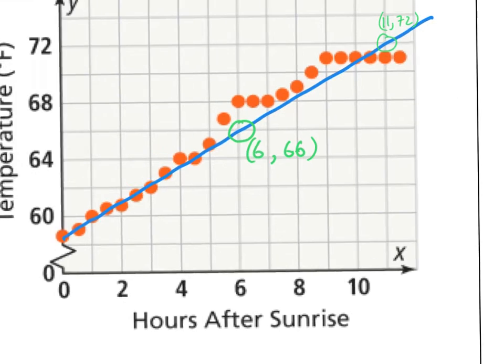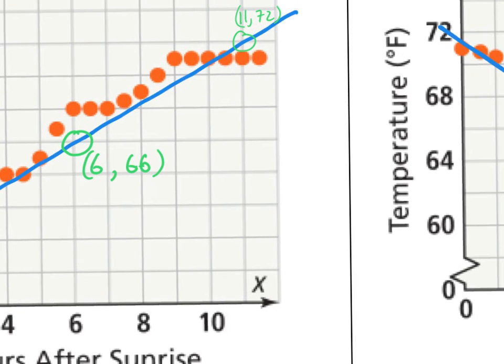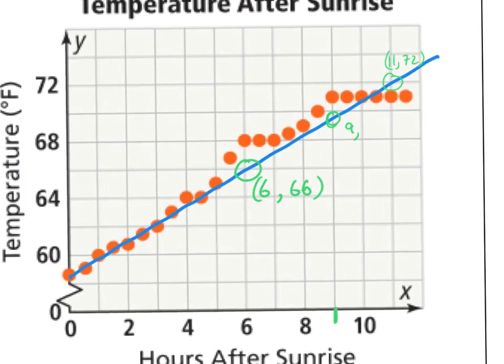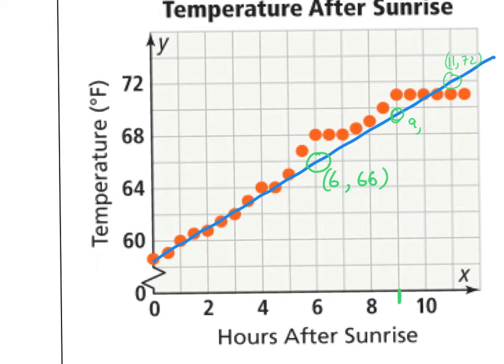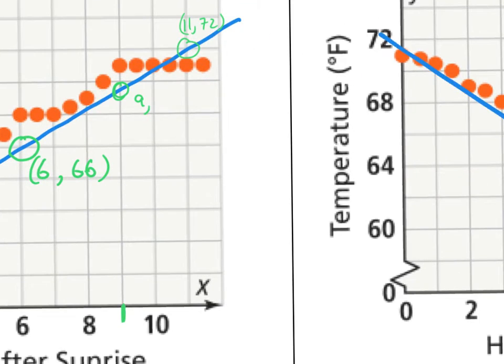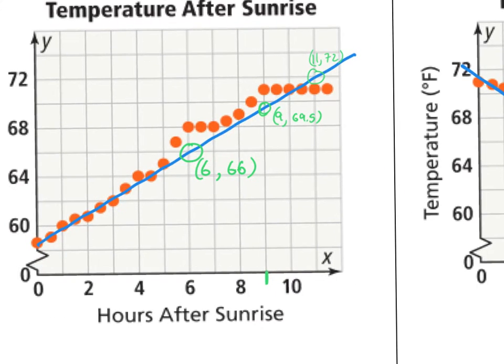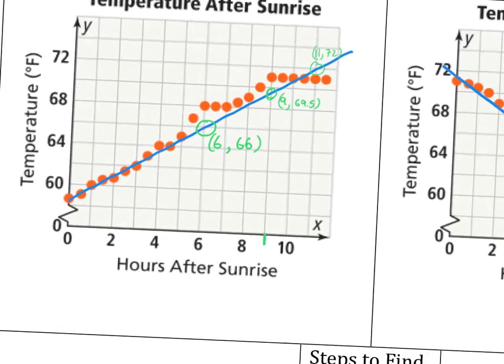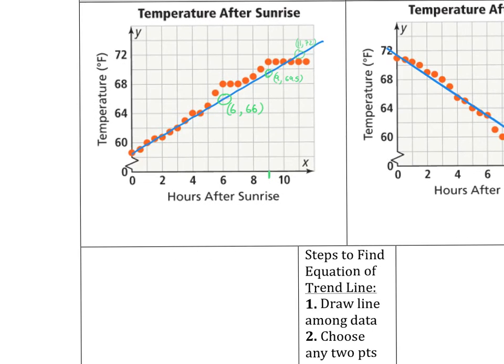If I didn't have something that was nice like that, then I would have to estimate something. Just for an example here, at 9 here, this 9 right there looks like it gets to slightly shy of 70, so what, 69.5, something like that. So that's where we just have to be somewhat subjective. We have to take a guess, kind of. But I did find 2 here that work out pretty well, 6, 66 and 11, 72.